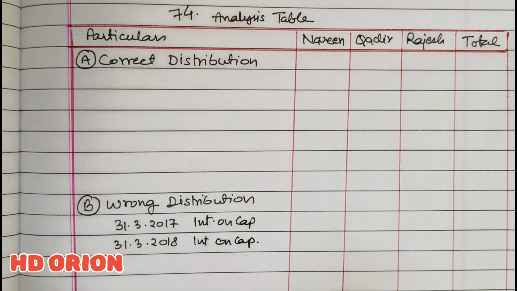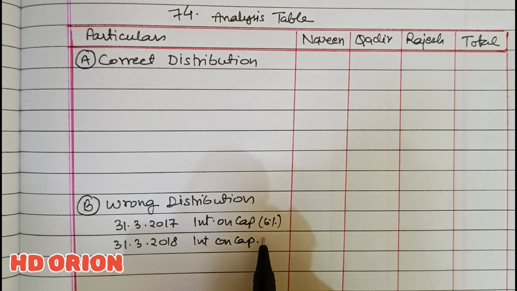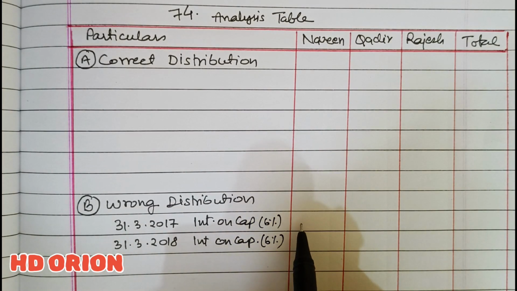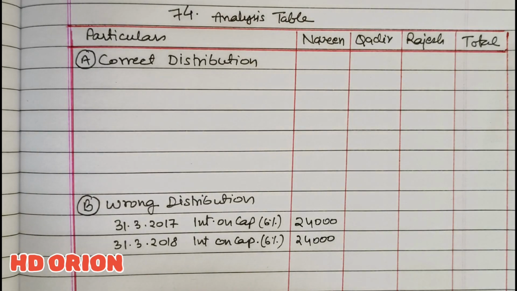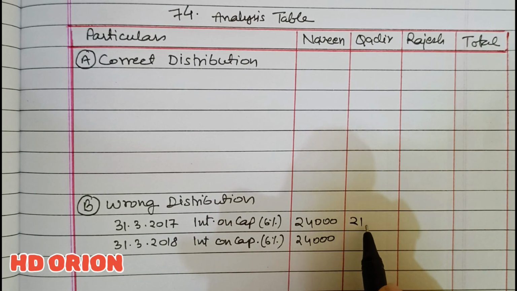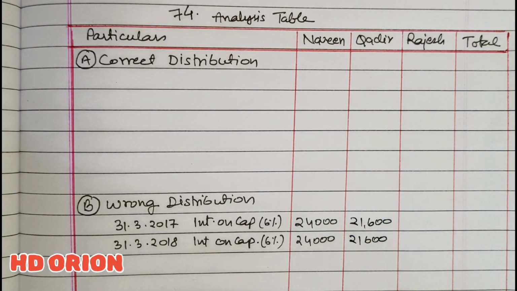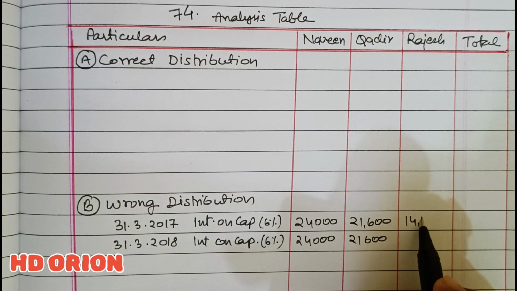Naveen's capital is rupees 4 lakh and by mistake 6% per annum has been given to them. So on 4 lakh it is 24,000 for both the years, because capital accounts are fixed and therefore interest is calculated on the same capital amount. And Kadir's capital is rupees 3,60,000, 6% of which is rupees 21,600 in both the years. And third partner Rajesh's capital is rupees 2,40,000, 6% of which is rupees 14,400.